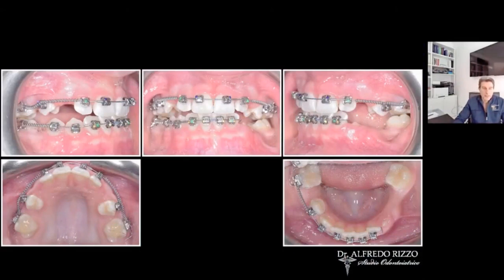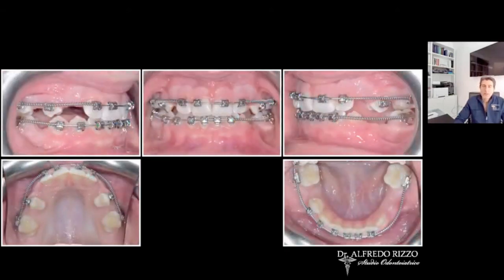Here is the example. We see the activated springs. We already see the first premolars erupting. We continue creating the space, and the more we look into the case, the more space is being opened for a full eruption of permanent dentition.